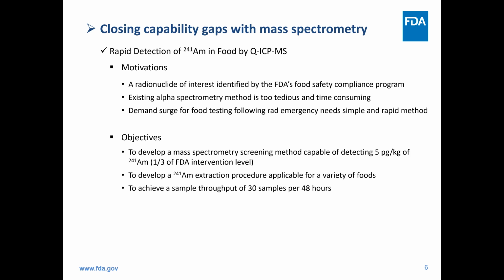To achieve high sample throughput analysis, using mass spectrometry to enable rapid screening of Am-241 in food can be a sensible alternative. So a method development project was initiated with 3 objectives in mind.